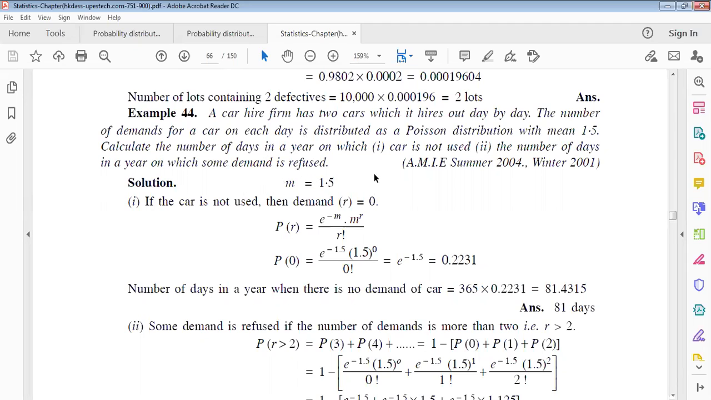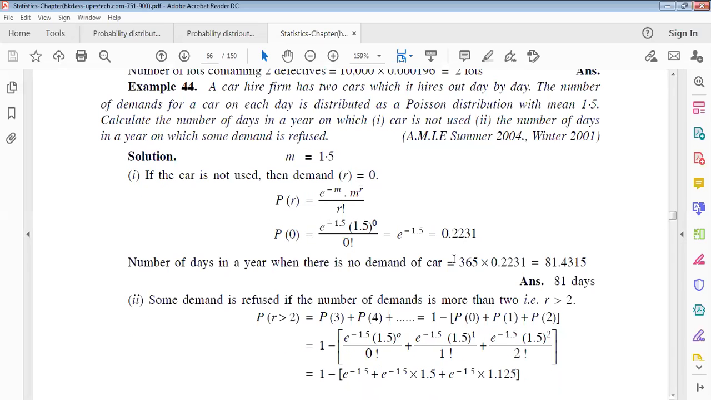Now for the first case, if the car is not used, then the demand r equals 0, right? If there is no car used, the probability of r we know from the probability density function of the Poisson distribution is this. Putting r equals 0, we get the probability of 0 equals this. This is actually the probability that the car is not used.